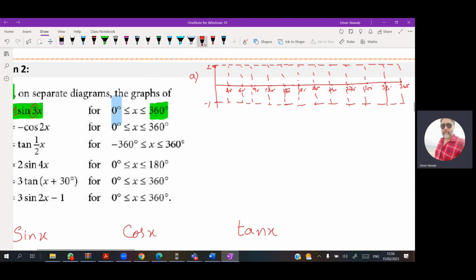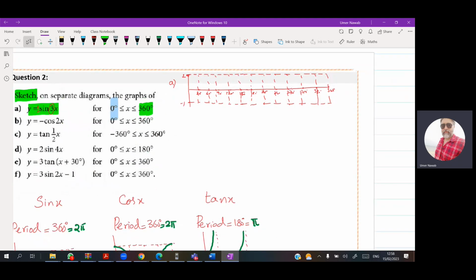Okay, everyone remembers the sine graph starts from where? It starts from the center line. Okay, so Bismillah Rahman Rahim. From here, I'm going to start one wave. Did you see? It completes after 120 because now the period is 120. The period is not 360 degrees because my frequency is 3. So 360 degrees divided by 3 gives you the period of this graph.